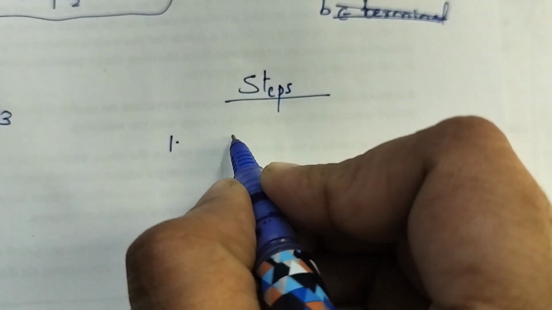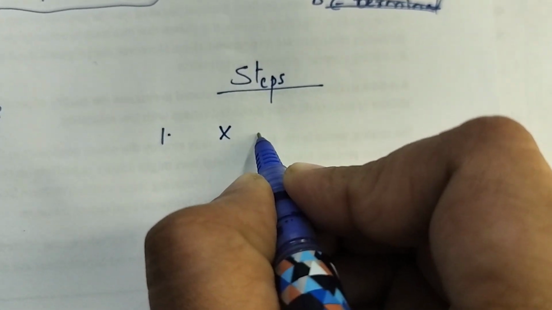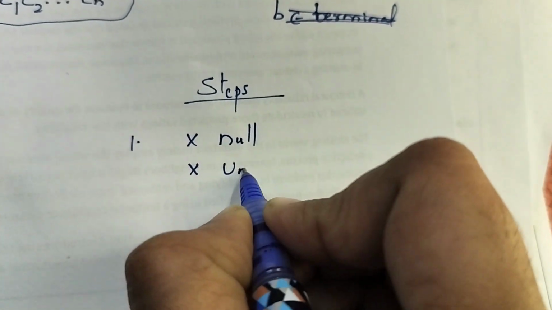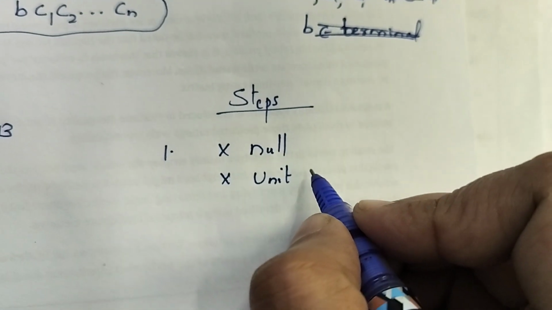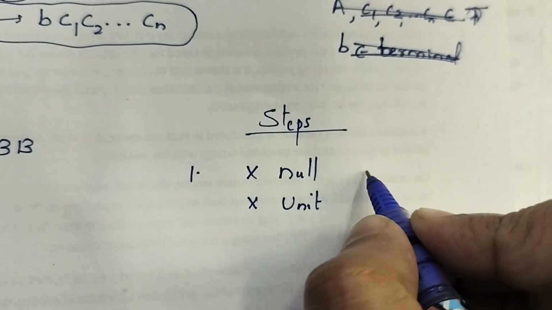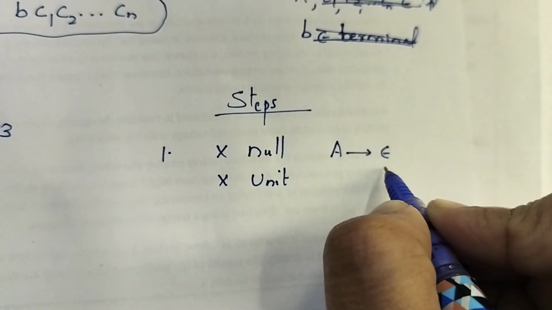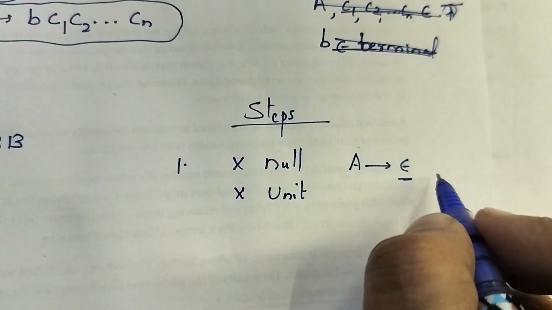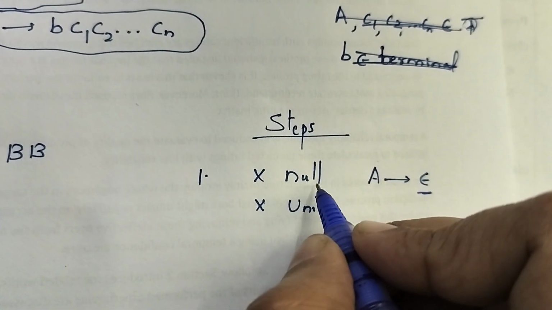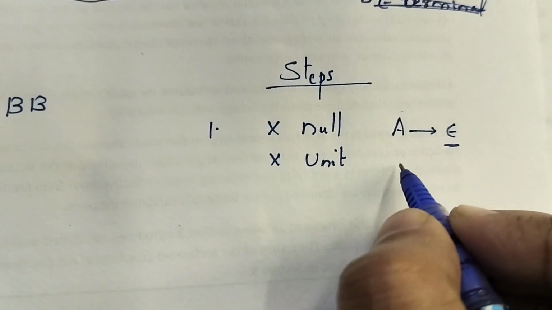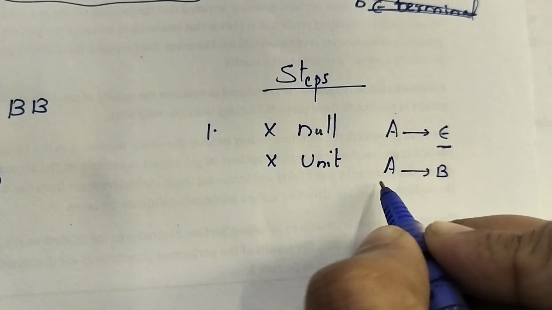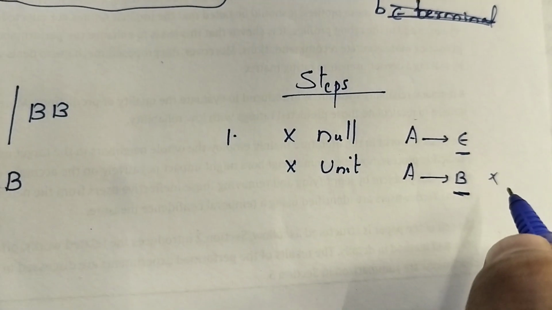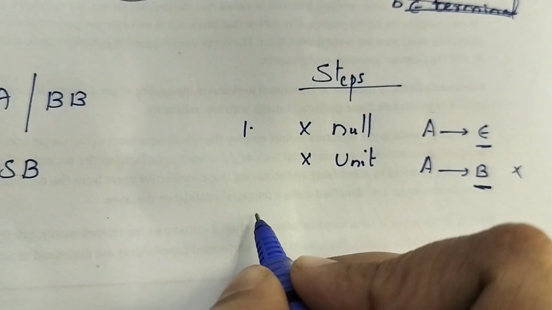So the first step is we should eliminate all the null productions or epsilon productions, and we need to eliminate all the unit productions. What is a null production? That we already discussed. A null production is of the form A gives epsilon, that is, right hand side epsilon. If there exists any production of this form, we should eliminate that. Then we need to eliminate all the unit productions. A unit production means the right hand side is only a single non-terminal. We should eliminate those unit productions also. That is the first step.